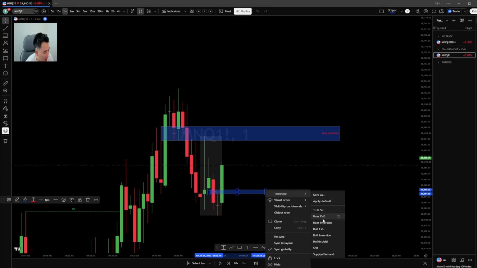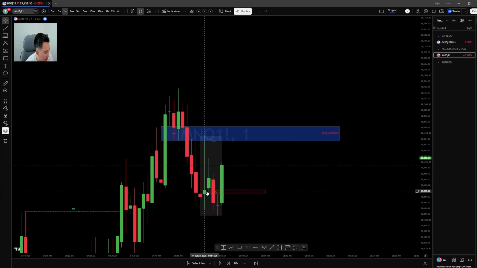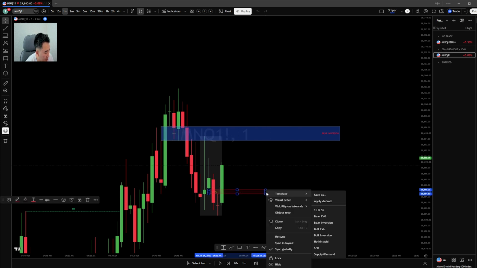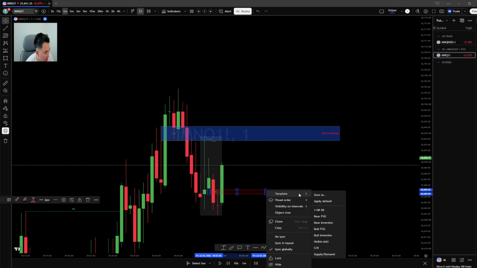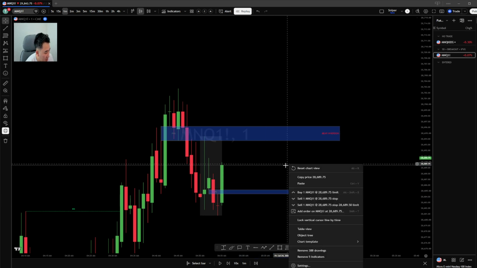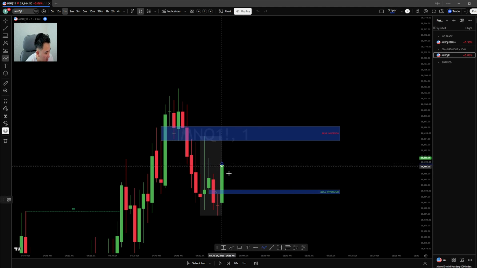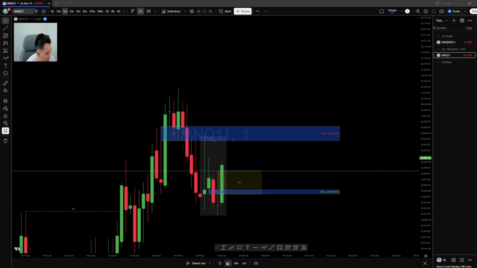Right here you have a bearish FVG, where this green candle broke through it. So once that candle closes above it, it becomes a bullish inversion, right? So price can come back, tap it, and then go up from there.